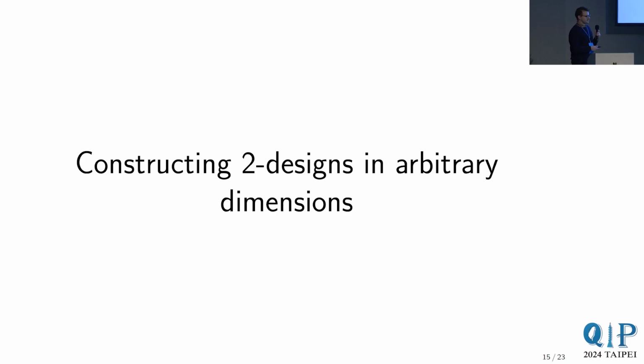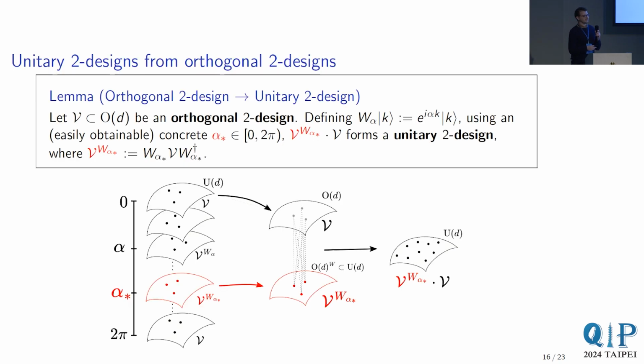So now that we have solved or partially solved this finding of designs using finite group representation theory, we may be able to apply the same or similar ideas to constructing 2 designs in arbitrary dimensions. And for that, we need a lemma. This lemma says that if you have an orthogonal 2 design, which is almost the same as a unitary 2 design, but you need to exchange the unitary group for the orthogonal group in the definition, then you can automatically get a unitary 2 design by forming this product.